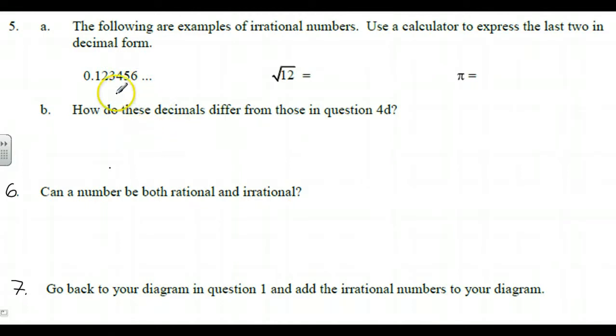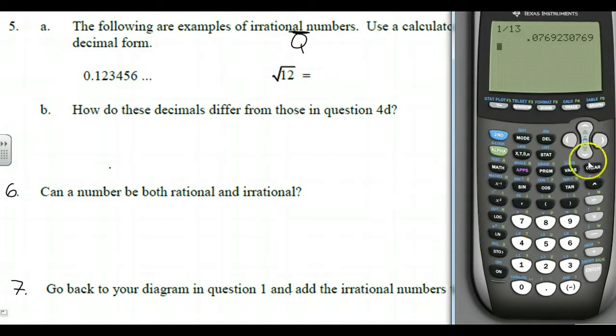The following are examples of irrational numbers. Remember, that's the Q with the bar meaning not rational. Use a calculator to express the last 2 in decimal form. Root, that's clear. Clear, second, root, 12, enter. Okay, what do we got?